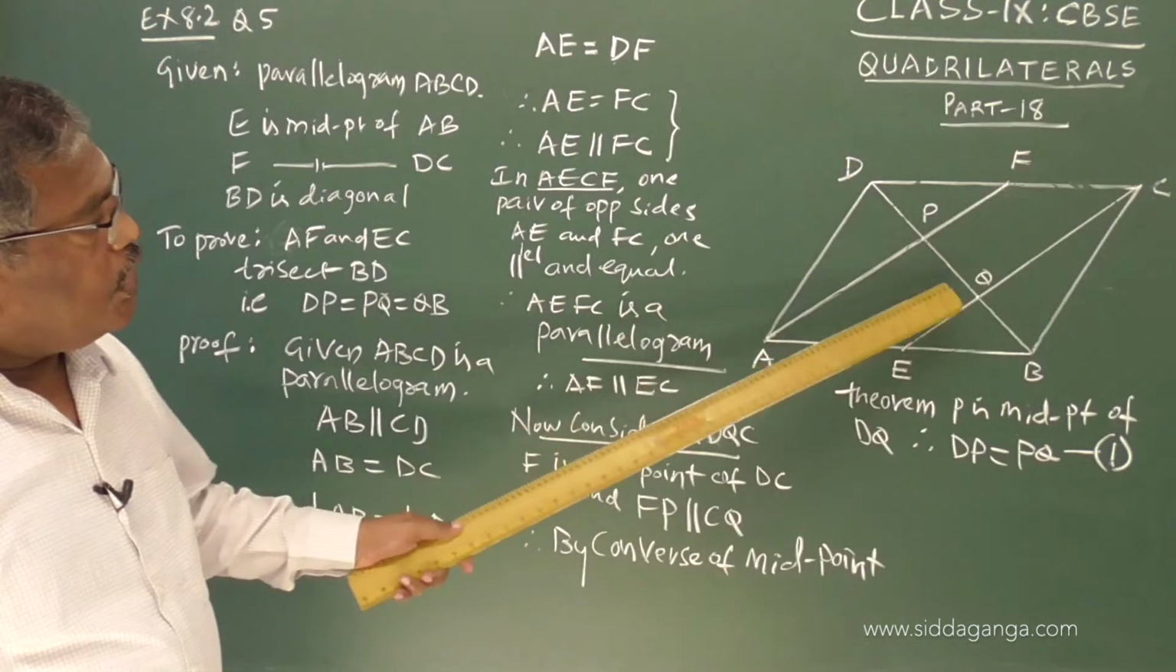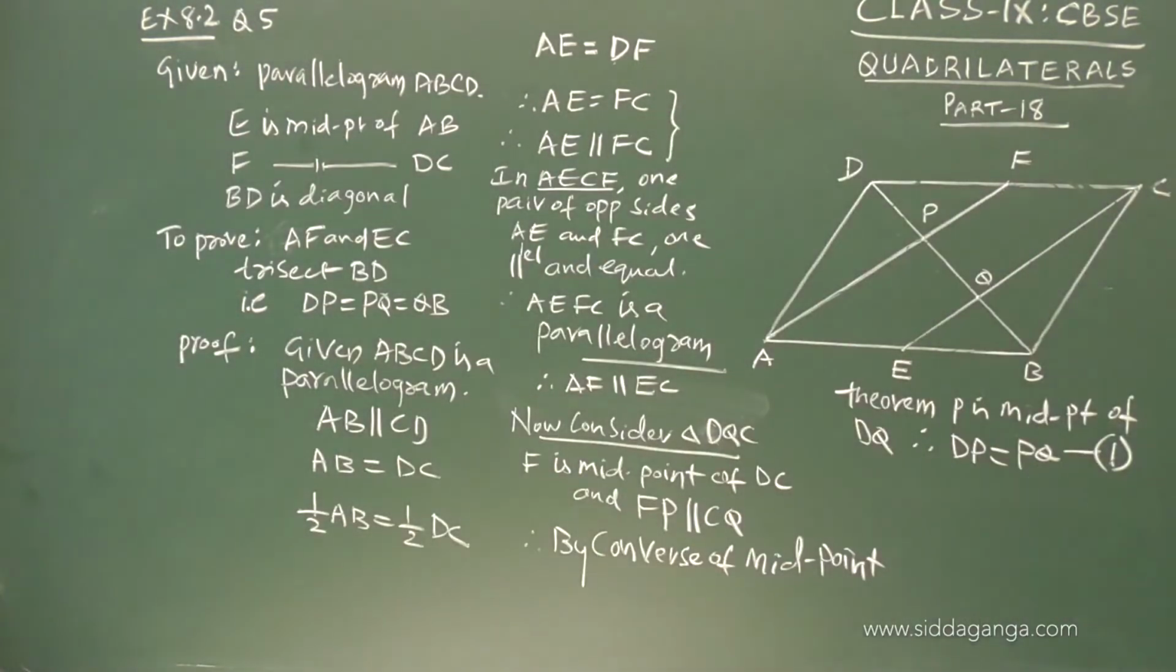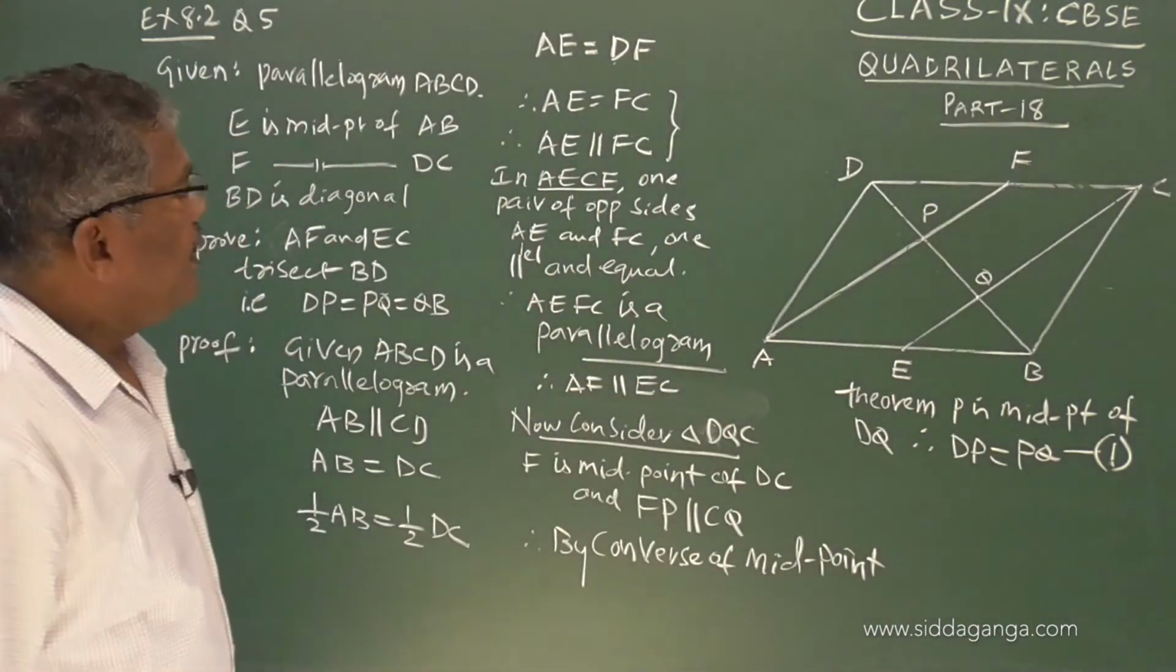So we have taken the DQC triangle. So now let us recall the midpoint theorem once again here.